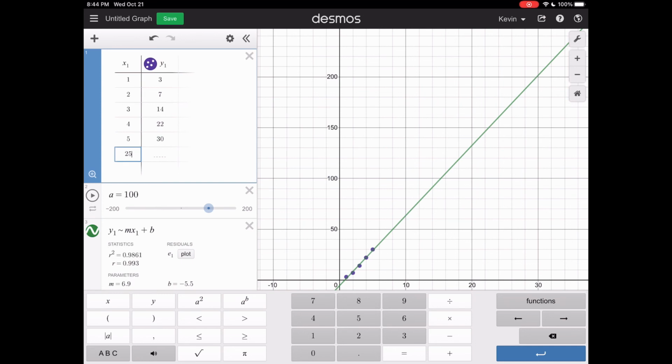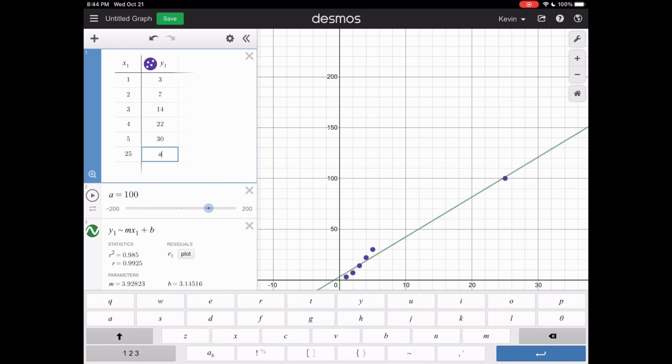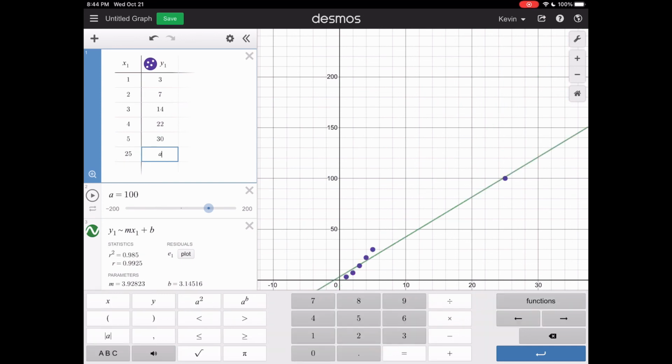Well, now let's say instead of 165, I just use this slider that I've put here called A. Now notice one thing immediately: my slope is now less than 4, and my y-intercept is now positive.